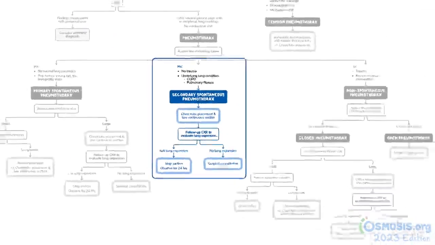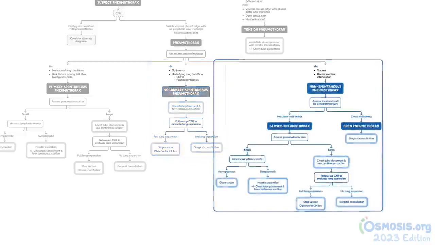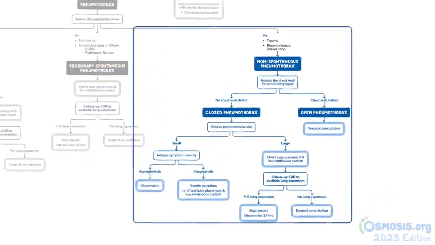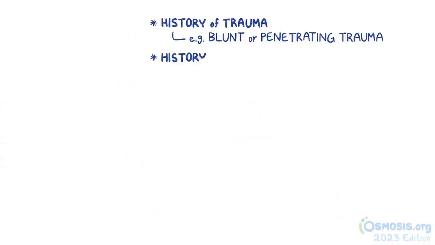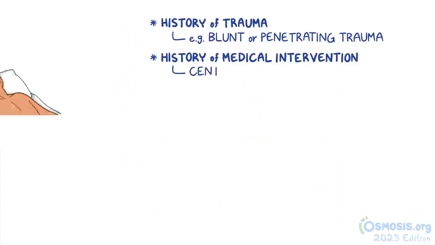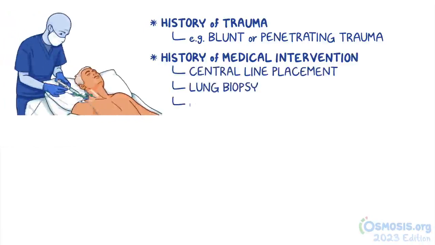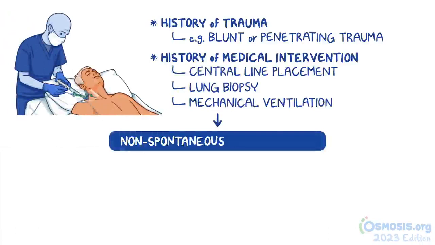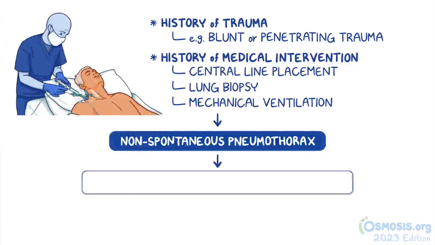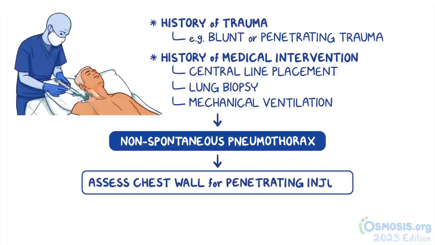Finally, let's go back to the assessment of the underlying cause. And we'll take a look at patients that present with a history of trauma, such as blunt or penetrating trauma, or a history of medical intervention, such as central line placement, lung biopsy, and mechanical ventilation. In this case, you should think of non-spontaneous pneumothorax, so your next step is to assess the chest wall for penetrating injury.